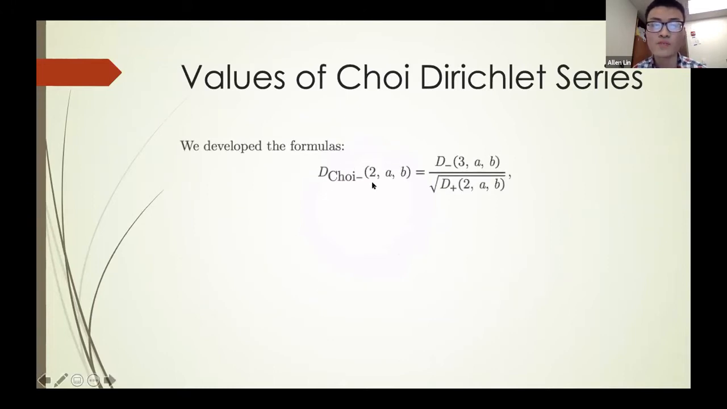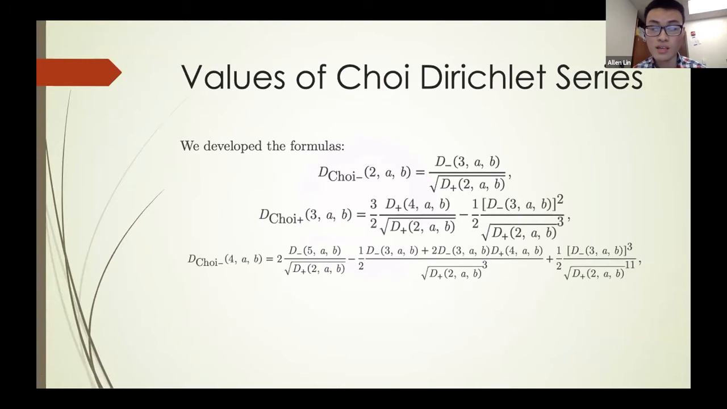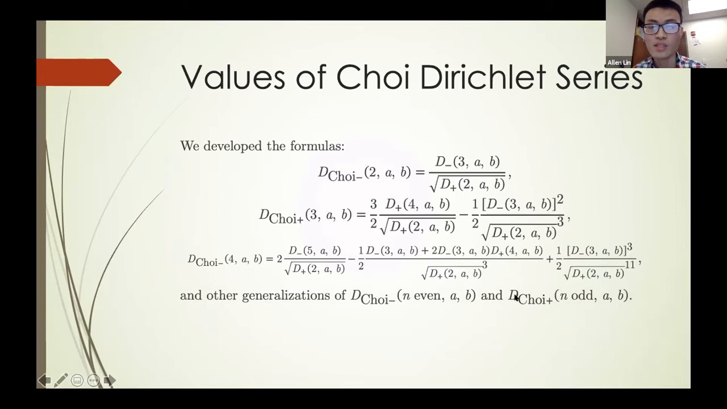We found d Choi minus of 2, a, b, d Choi plus of 3, a, b, d Choi minus of 4, a, b, and so on, for d Choi minus with n even and d Choi plus with n odd. And we know methods for computing the exact values of these d minus and d plus. Therefore, if we know the exact values of these, we can find the exact value of d Choi plus and minus.